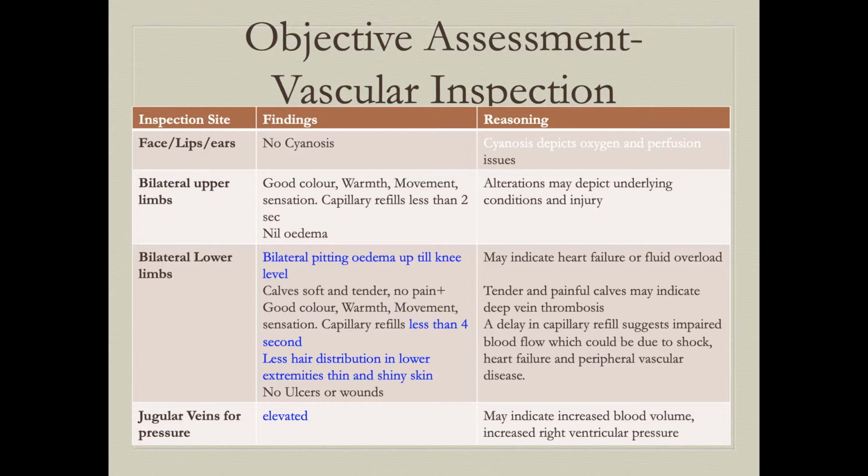The things that stood out in the vascular assessment are highlighted, that is, bilateral pitting edema up to knee level, which points towards fluid overload, and capillary refill of less than 4 seconds, which may indicate impaired blood flow, which could be due to shock, heart failure, and his history of peripheral vascular disease. Less hair distribution again shows impaired blood flow.